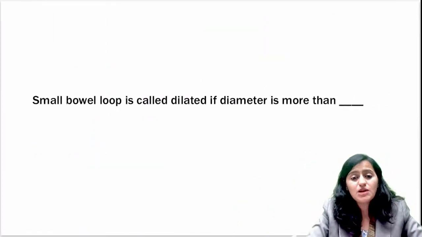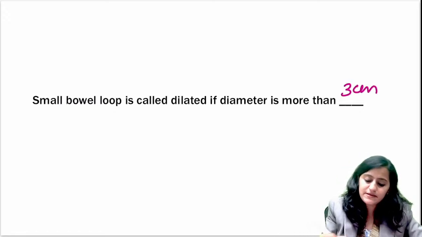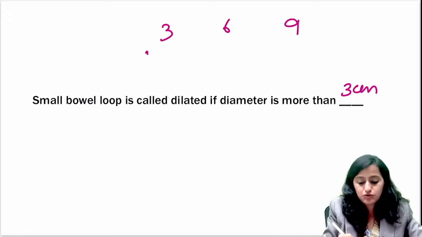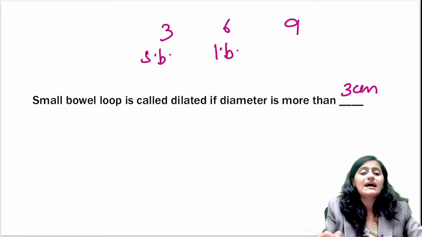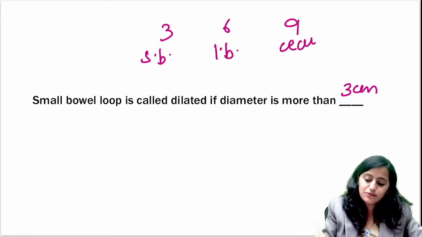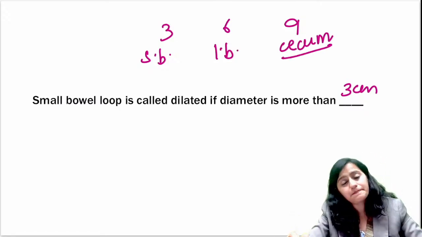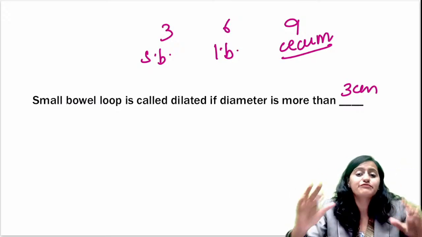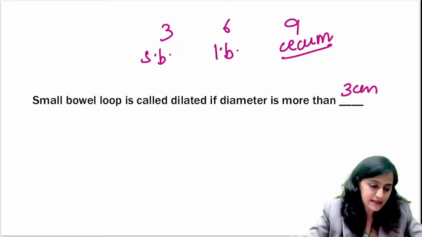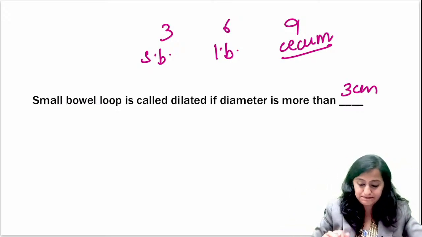Small bowel loop is called dilated if the diameter is more than 3 centimeters. Remember, you have the 3, 6, 9 rule. Small bowel, large bowel, that's the colon, and the most distensible is the cecum. So 9 centimeters is the limit for cecum. 3, 6, 9.